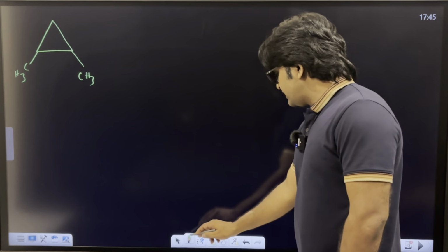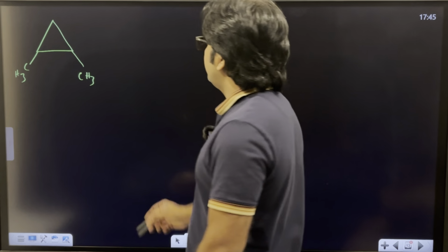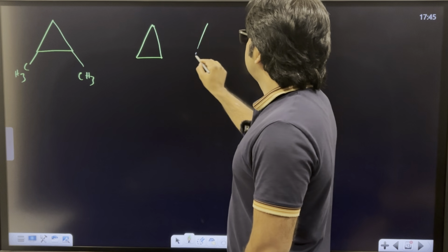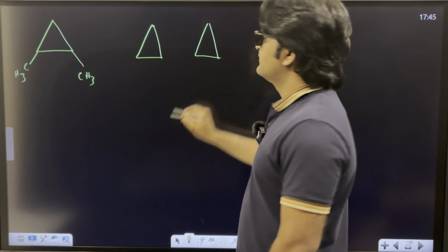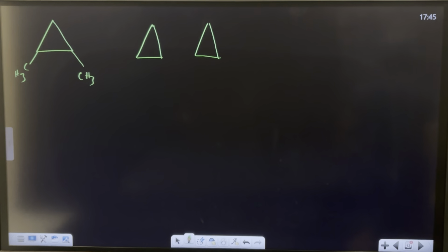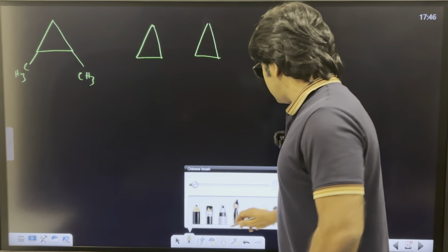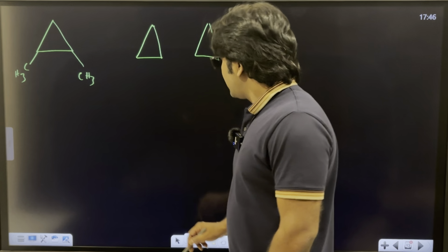Now this is my first example. How to write geometrical isomers according to the given molecule. A 3-membered ring system is given, and how many methyl groups are there? Two methyl groups are there on adjacent carbon atoms. Fine. How to arrange these methyl groups? I am taking like this.